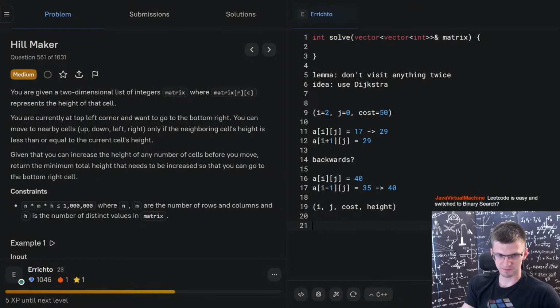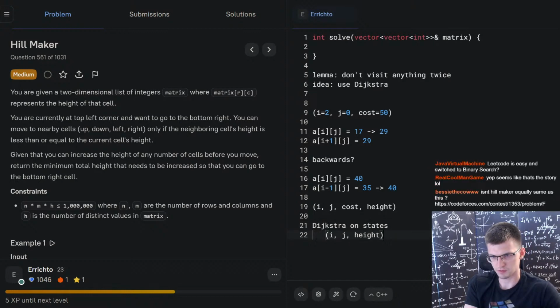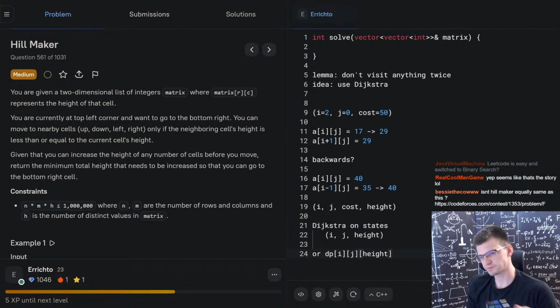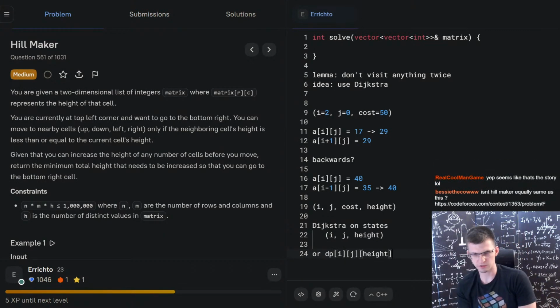Yeah, I didn't previously notice those unusual constraints. It suggests that we'll have state, like for every triple i, j, height, we will do something. And then it's easiest to, maybe it will be Dijkstra on those states, or Dijkstra is also some kind of DP, or DP of those. I'm not sure which will be easier to think about.